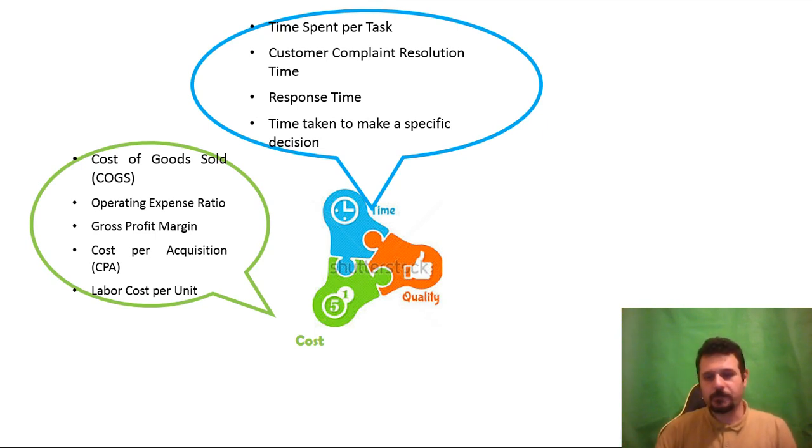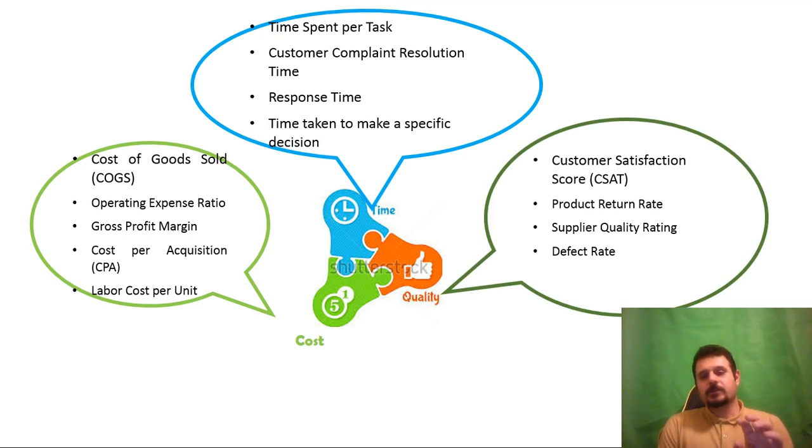We should find it. And last is about quality. Quality: customer satisfaction score, product return rate. For example, about the product return rate, I remember in the food industry where we worked, the product return rate was very high. We succeeded in decreasing the product return rate by 90%. It's very delicious for them.